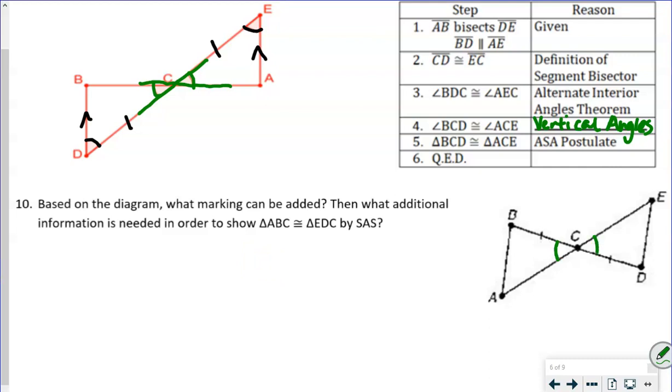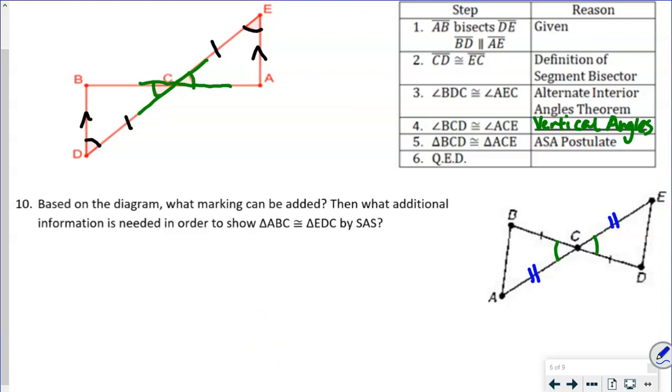Those are always congruent. Then it says, what additional information is needed in order to show that triangle ABC is congruent to triangle EDC by side angle side? So wouldn't that mean we'd need another pair of sides? It's side angle side. The angle has to be between the sides, right?